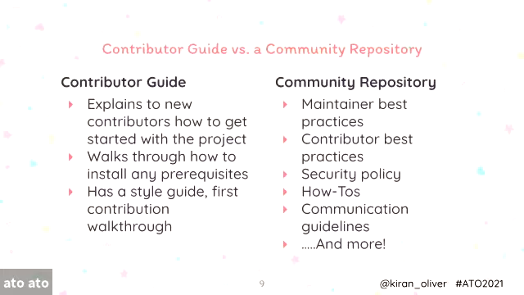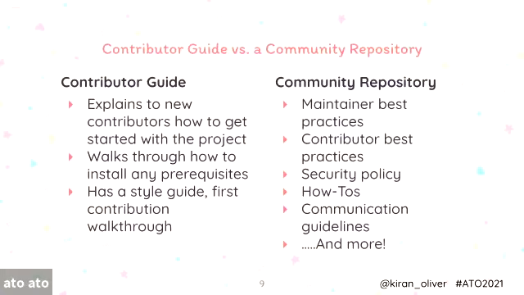Another thing that a contributor guide has is a style guide for formatting code, and it explains your first contribution and usually walks you through how to make that first one. So that's really important to have in your contributor guide. A community repository, on the other hand, has your maintainer best practices, has your contributor best practices. It usually has your security policy, how-tos, communication guidelines, and a whole lot more.